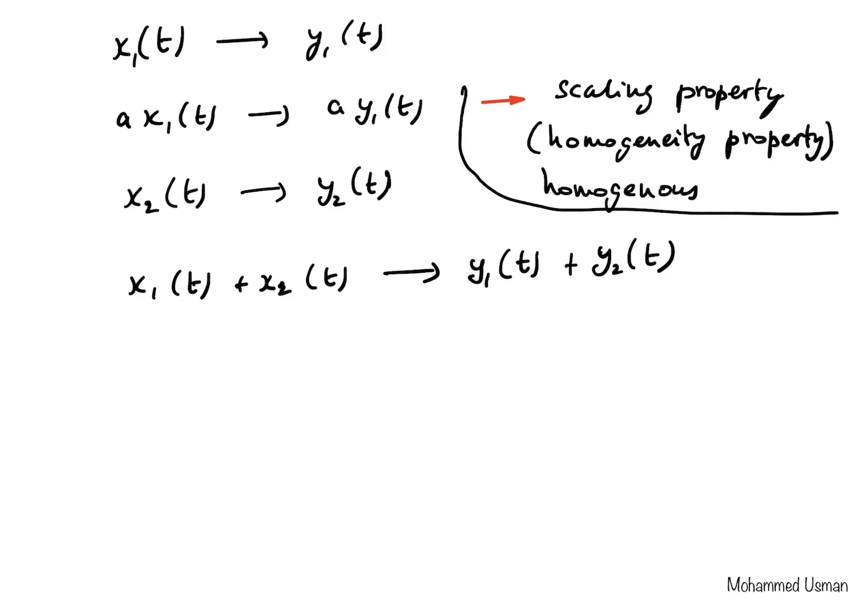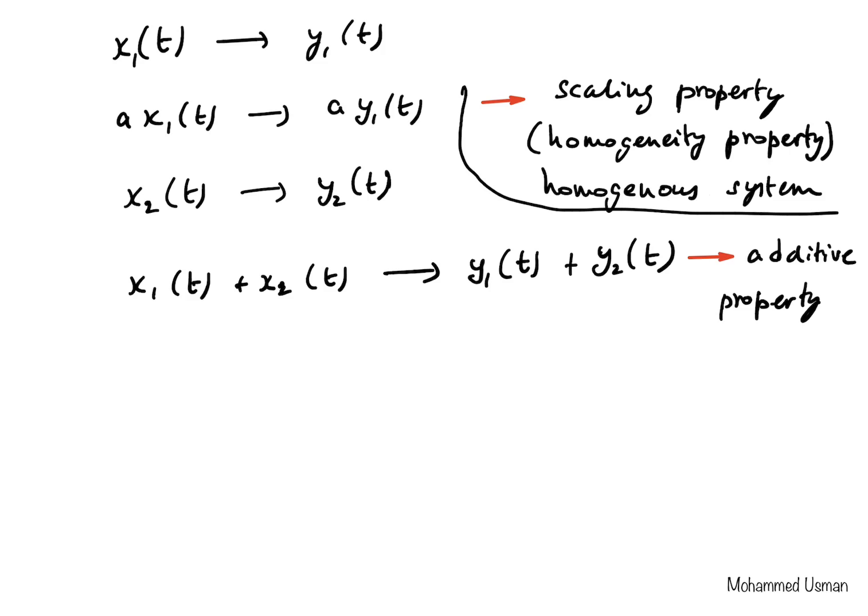Let me write that clearly. Okay, and this second property that we have here is called the additive property. If we add certain inputs, then the outputs will be the sum of the corresponding individual outputs. So a linear system satisfies the scaling property, or homogeneity property, as well as the additive property.